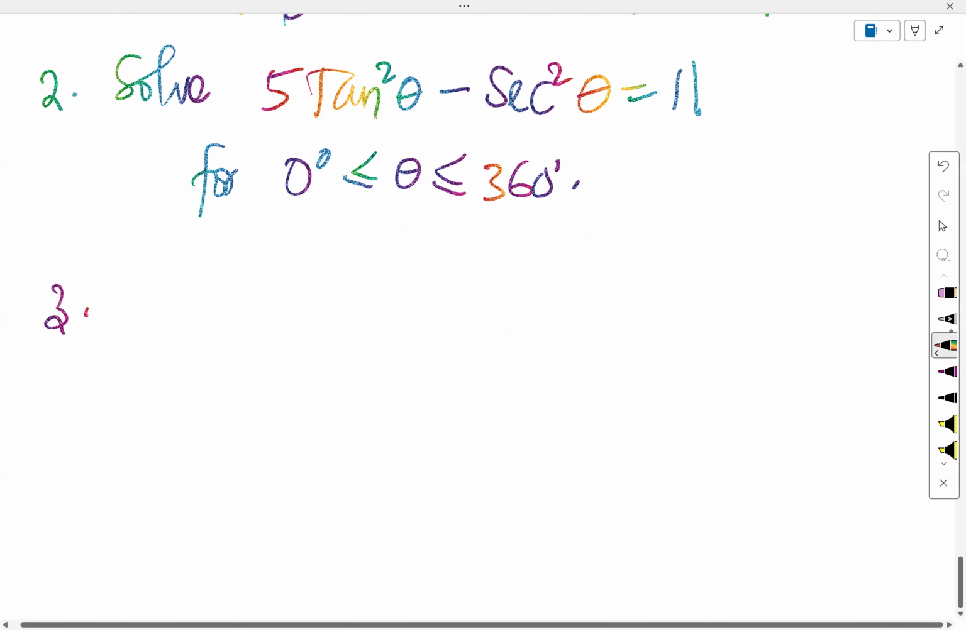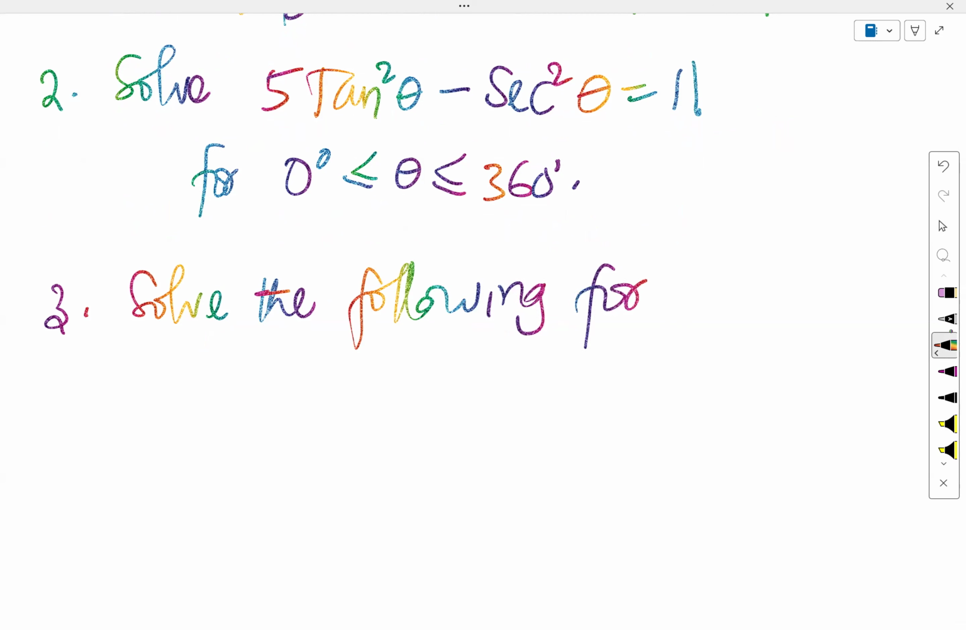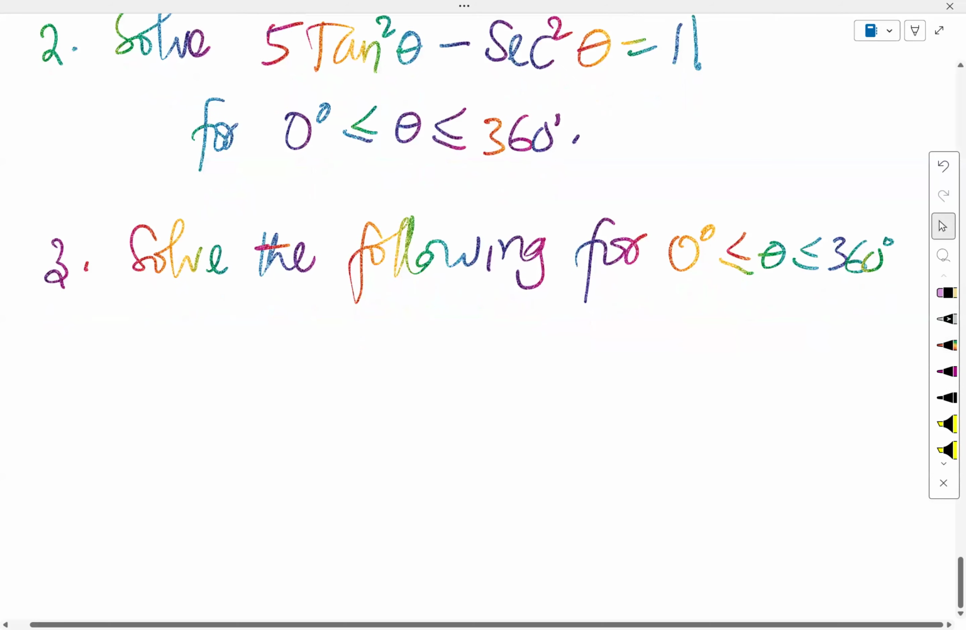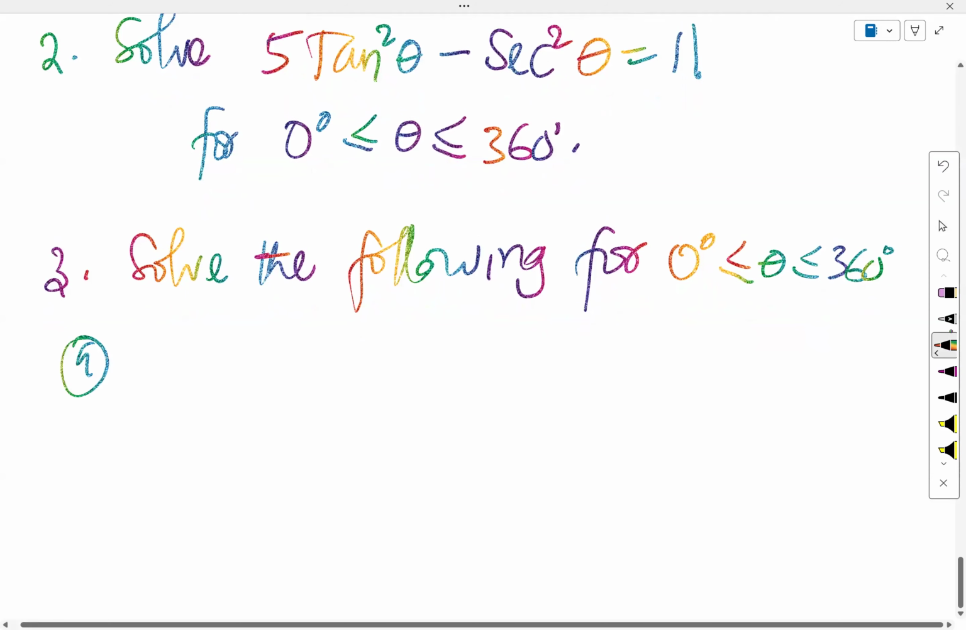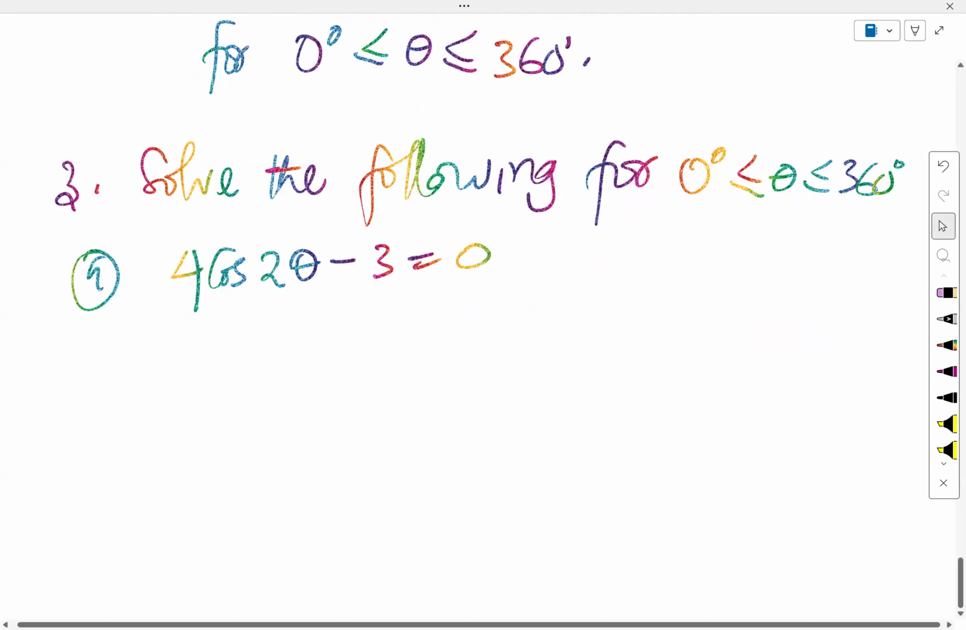Now the third: solve the following for 0 degrees less than or equal to theta less than or equal to 360. I could as well just list all the questions out instead of doing this, but let me just do it this way. So A, you have 4 cos 2 theta minus 3 equals 0.